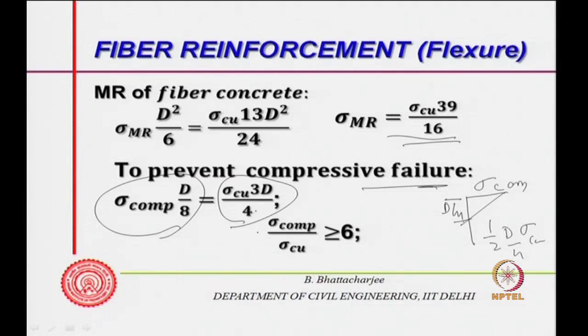Failure occurs by this. So, at failure the compression will be this much. Under this condition, sigma compressive should be more than 6 times, if you calculate this out, 4, this is 2. So, it is C. So, sigma C comp by sigma Cu will be given as 6. So, it should be greater than 6.